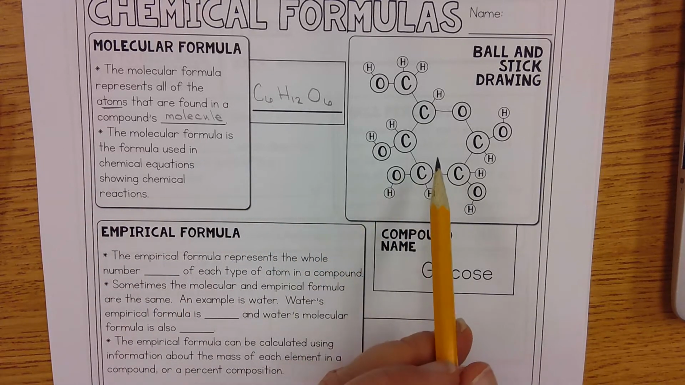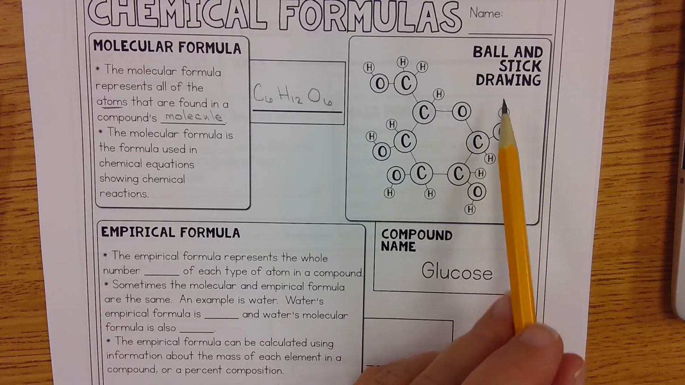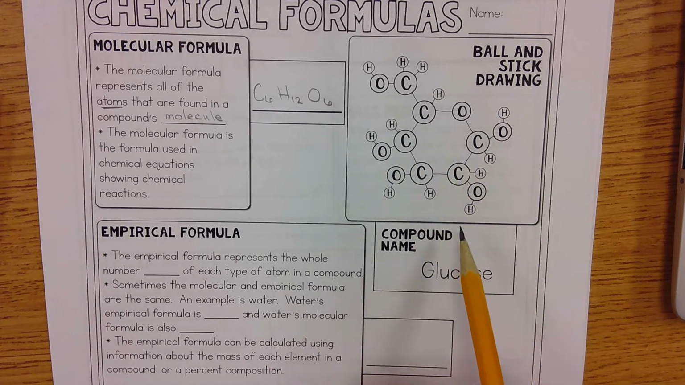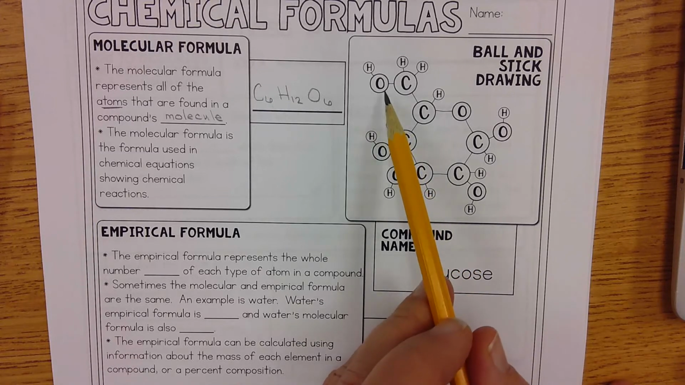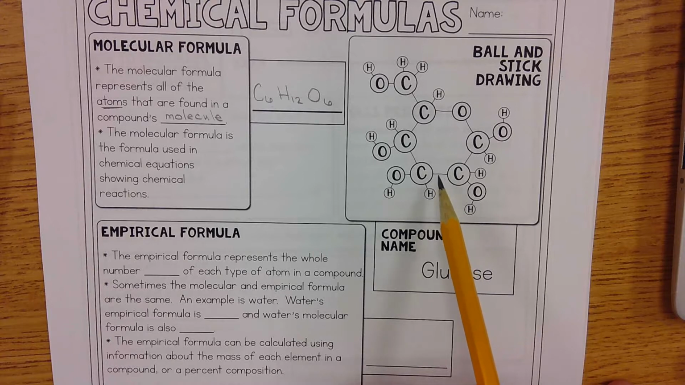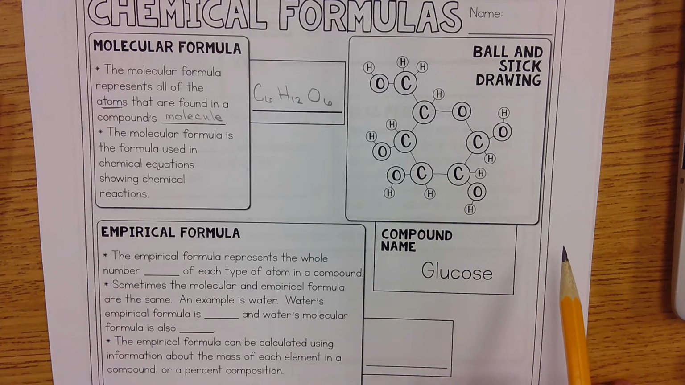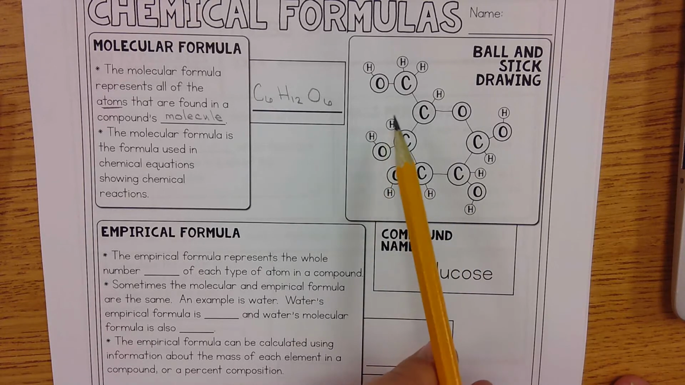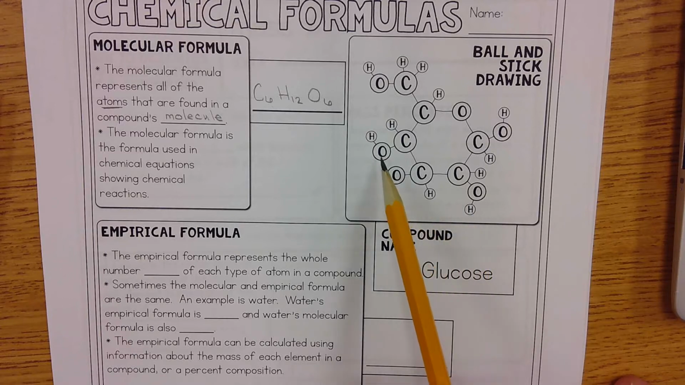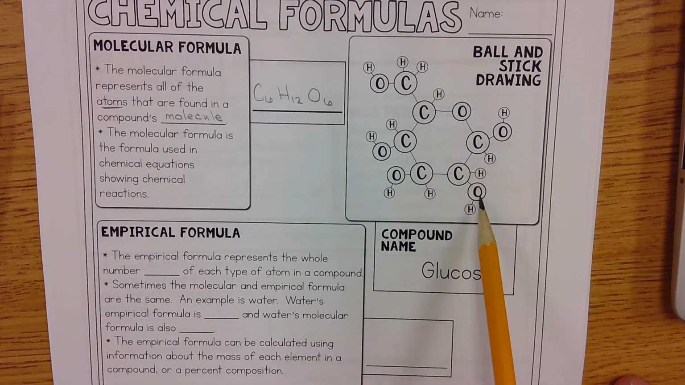We can also write glucose as what's called a ball and stick drawing. You see why it's called that? Because there are balls and sticks. The balls represent each of the different elements, and the sticks represent the bonds between them. So this is what glucose looks like drawn out. You can see there are 1, 2, 3, 4, 5, 6 carbons, 1, 2, 3, 4, 5, 6 oxygens. And if you counted them, you would see there are 12 hydrogens.